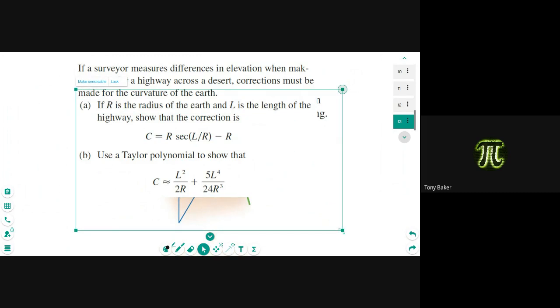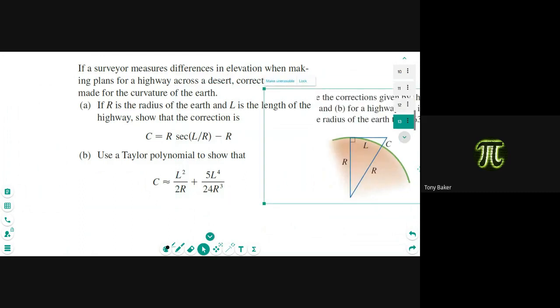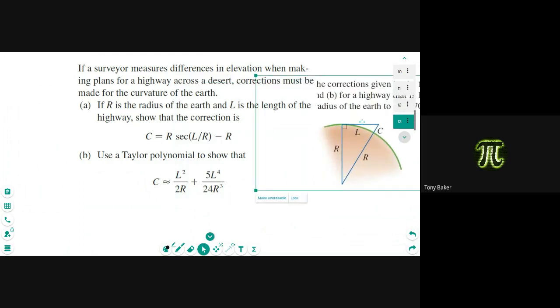Let me see if I can shrink this a little bit. There we go. So this is the formula to figure out that curve, because in essence, it's the arc length. And using a Taylor polynomial that we just figured out, this is the formula that the surveyor would actually use. They don't need to plug in this whole crazy thing. They would just plug in the length of the road, and the radius of the Earth is known. So all they have to do is plug in the length of the road, and they know how much they have to correct by over that distance.